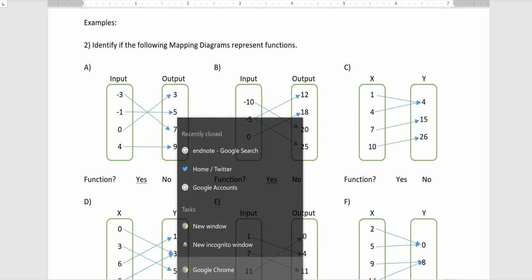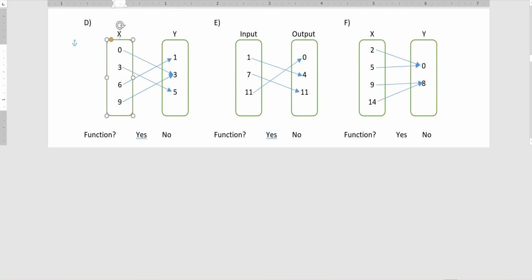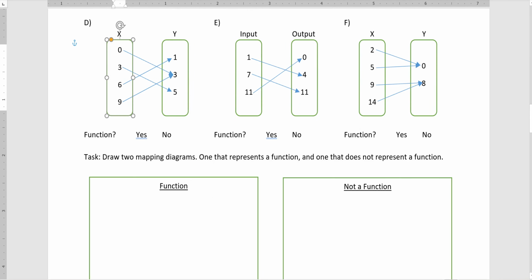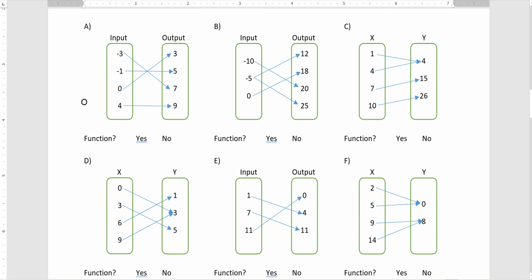Looking at letter A, I have -3, -1, 0, 4. Each one only has one arrow coming from it. -3 goes to 7, -1 goes to 5, 0 goes to 3, 4 goes to 9. Is this a function then? Yes, it is. Each input only has one arrow coming from it.